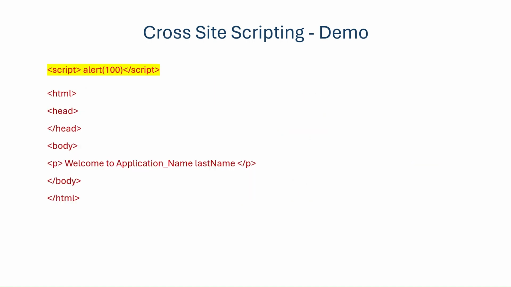One very common, straightforward script used for testing cross-site scripting is what you see on the screen. It is an alert box with a particular number enclosed within the script tag. What this does is pop up an alert box if the input field is vulnerable to cross-site scripting.